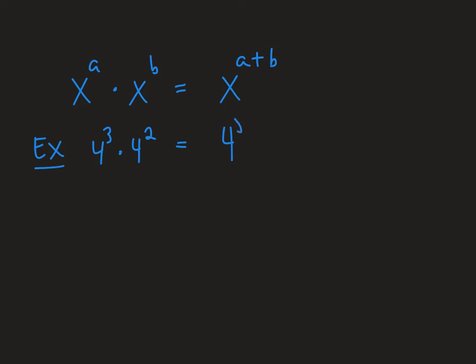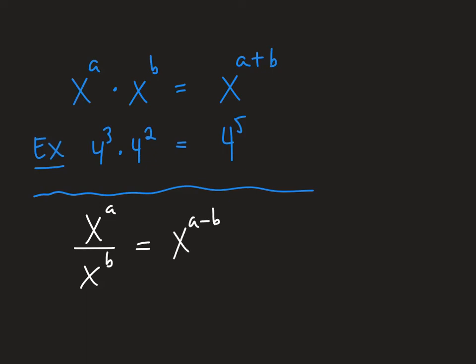Okay, so in summary, two rules are this. If you have anything to a power times the same base to another power, the answer will be the same base and it will be to the a plus b. Quick example: 4 to the 3rd times 4 to the 2nd is going to equal 4 to the 5th. Notice I did not multiply exponents, we add exponents. And the other rule, the one we just saw with division: it's x to the a over the same base x to a different exponent. We subtract the exponents.